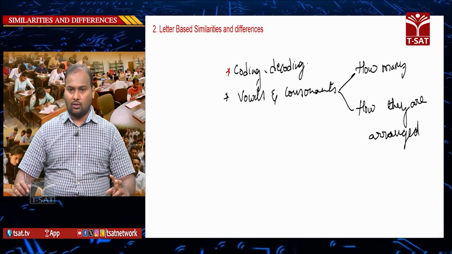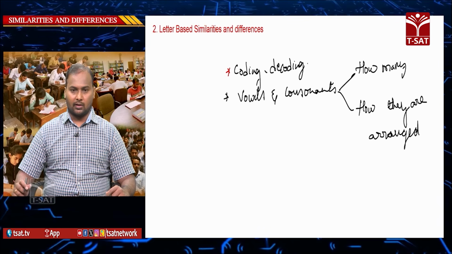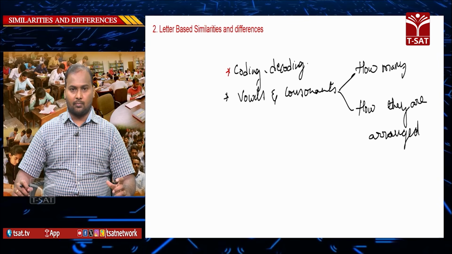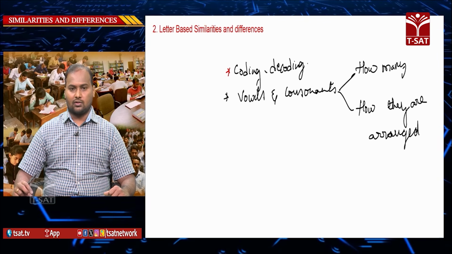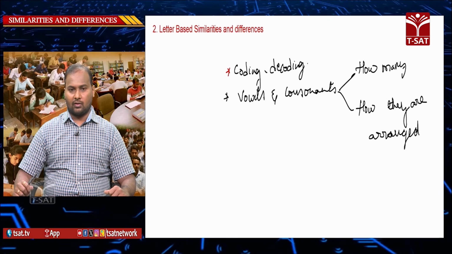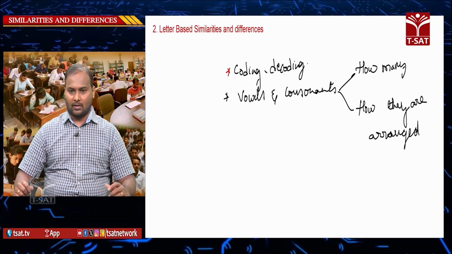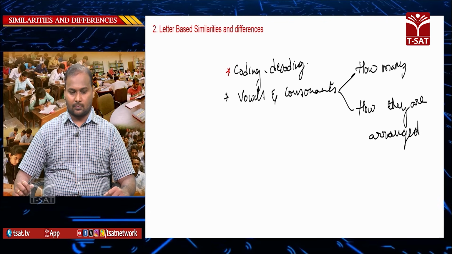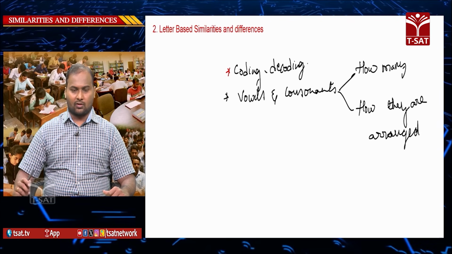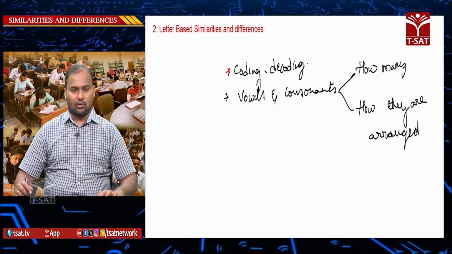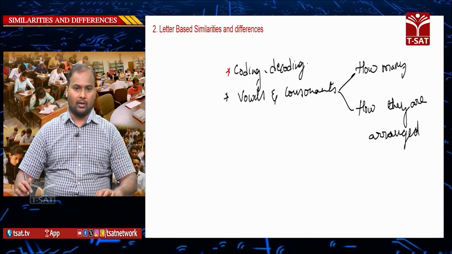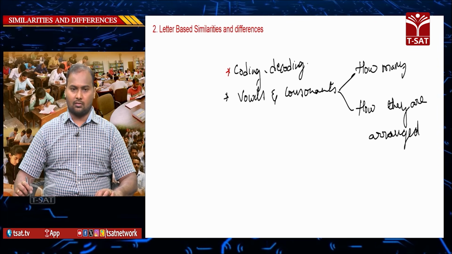So, the student should know only two areas: one is coding and decoding, that is already done in the previous topics, and the second one is vowels and consonants. In vowels and consonants, he has to observe how these consonants are arranged and how many are there also. So, without wasting time, let's see some questions based upon the format of coding and decoding and vowels and consonants.